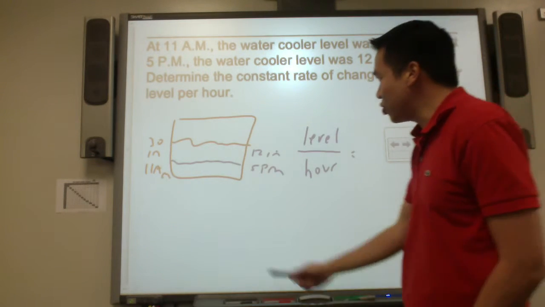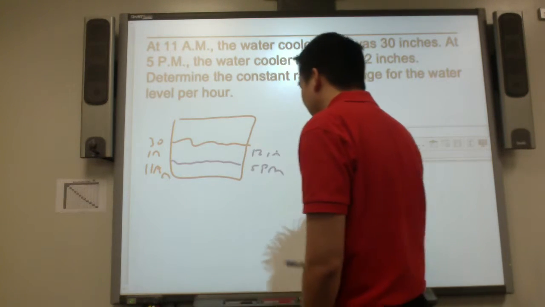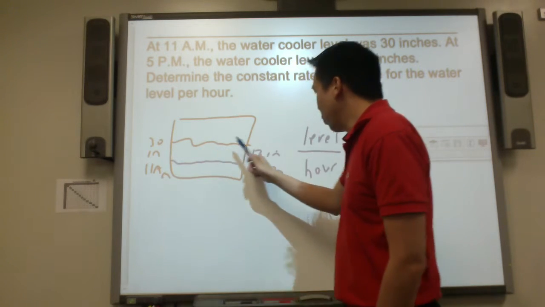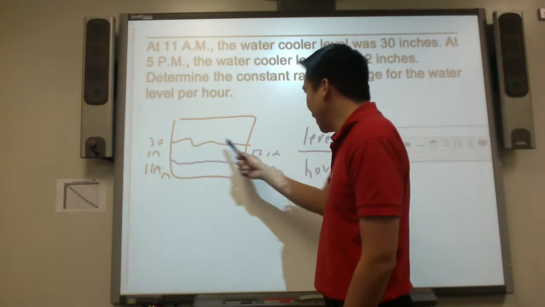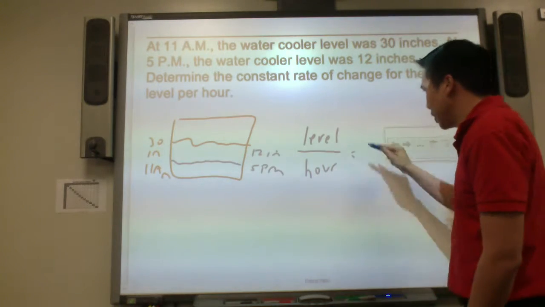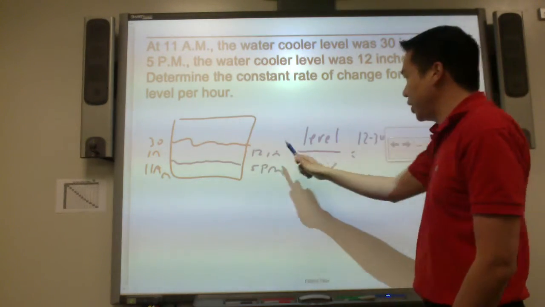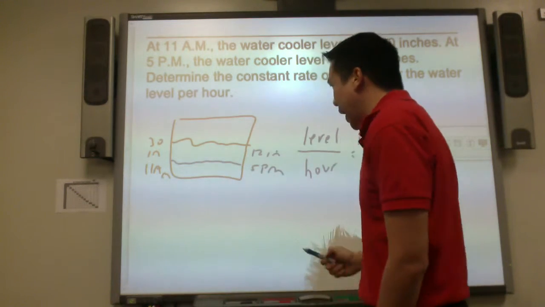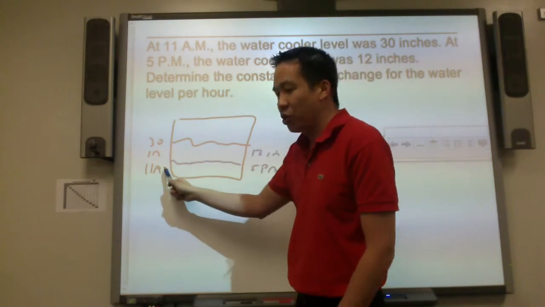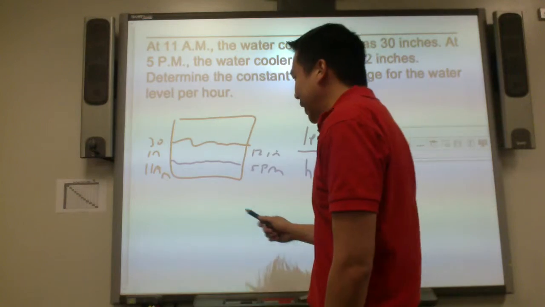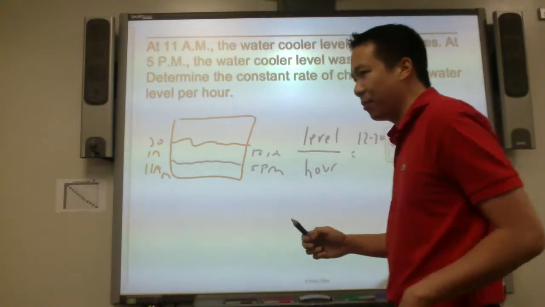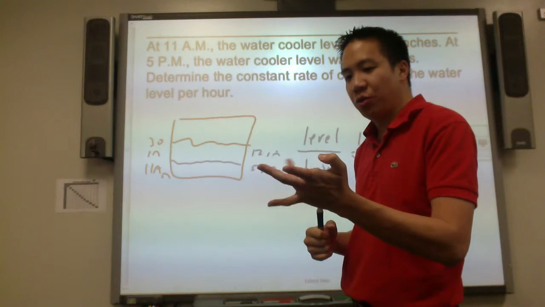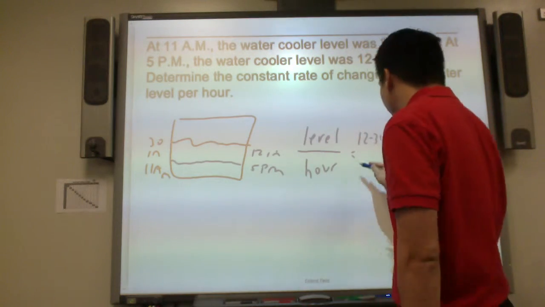So what happened to the water level? It seems like it's going down. It was 30, now it's 12. So 12 minus 30. I'm finding the change from 30 inches to 12. And then how many hours did it span? From 11 a.m. to 5 p.m. Let's do 11 a.m., 12, 1, 2, 3, 4, 5. 6 hours.